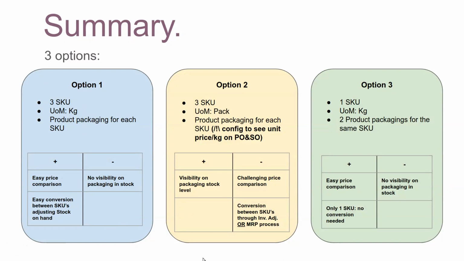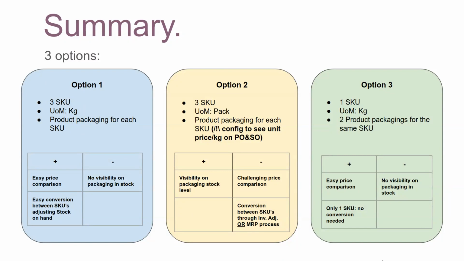The second option was also to create three different SKUs, but to use the packaging as unit of measure. It would then allow us to have great visibility on what packaging we have in stock, but it's more challenging regarding price comparison and also a bit more difficult in terms of conversion between the different SKUs. Please note also that you can make use of the MRP process to make the conversion from one to the other.